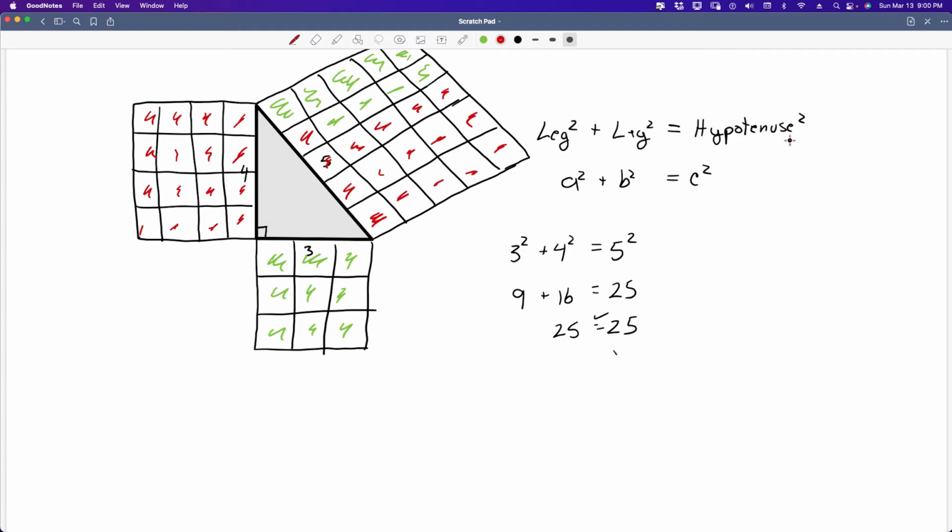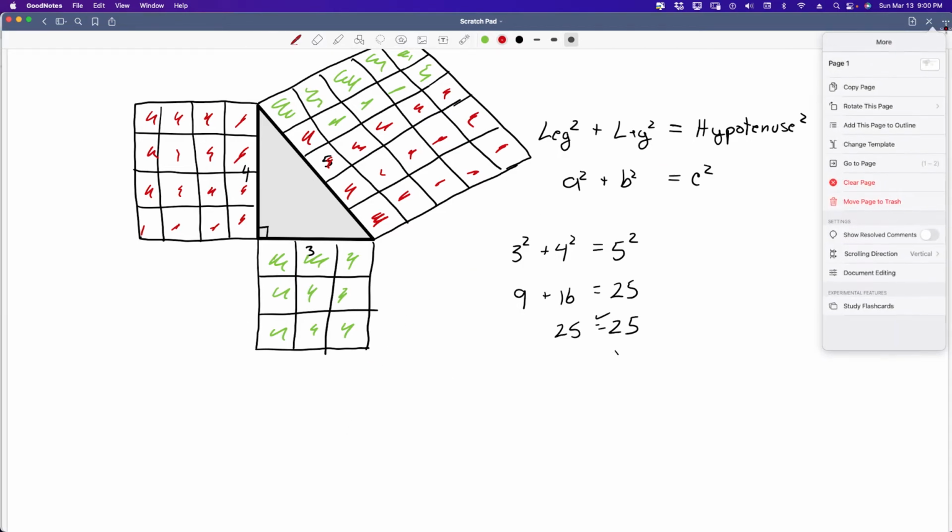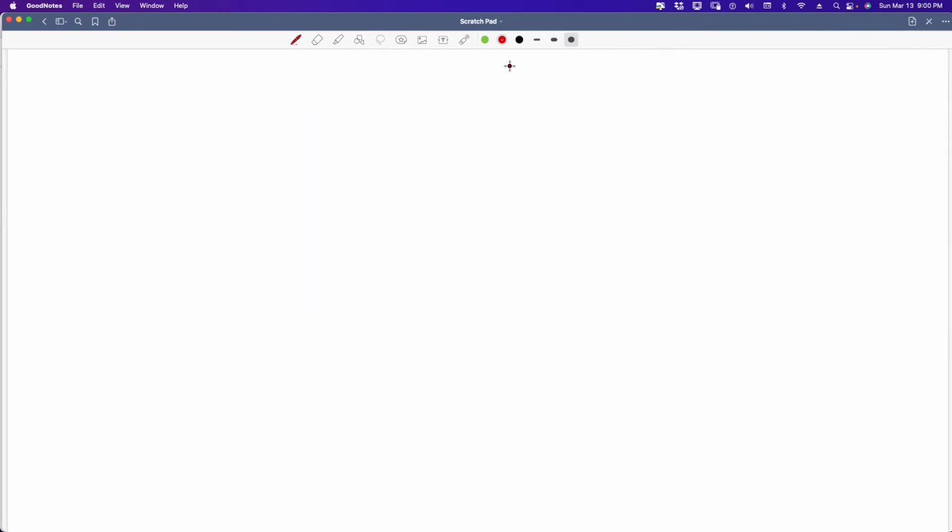So let's do some more right triangles. Let me clear this off. And I'm going to write this formula back at the top so that you have a reference to it. This is the Pythagorean Theorem. We always say Pythagorean because his name was Pythagoras, but it is the Pythagorean Theorem.